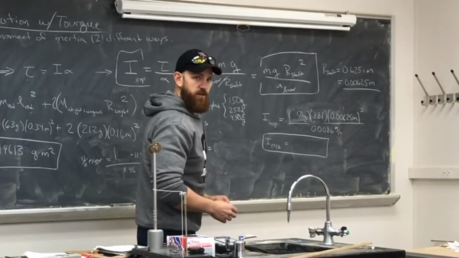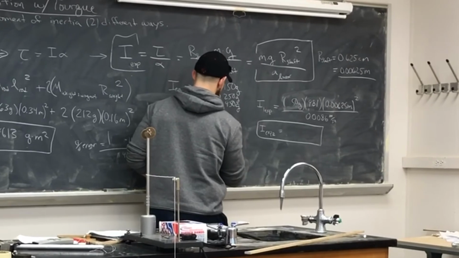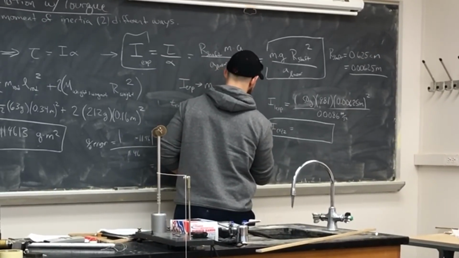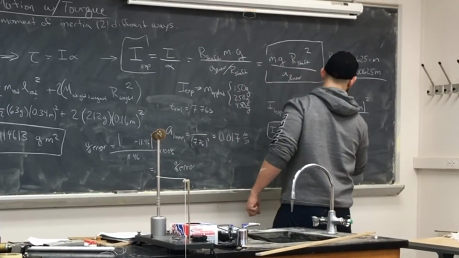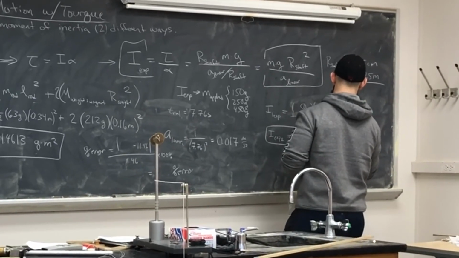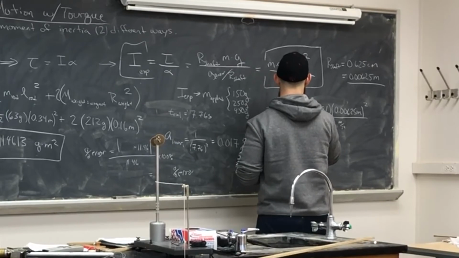0.01716. 0.017 meters per second squared. Plug that over into this equation. 0.017 meters per second squared, and have a total mass now of 450 grams.